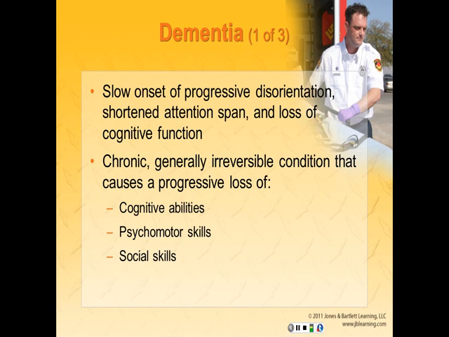Dementia is the slow onset of progressive disorientation, shortened attention span, and loss of cognitive function. It is a chronic, generally irreversible condition that causes a progressive loss of cognitive abilities, psychomotor skills, and social skills.